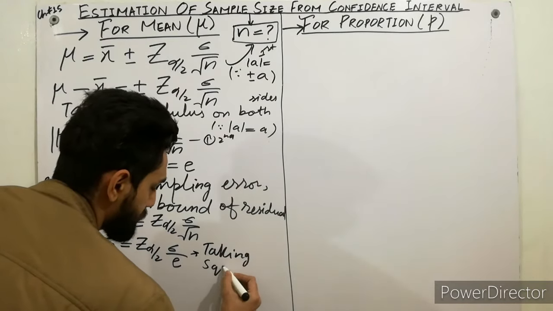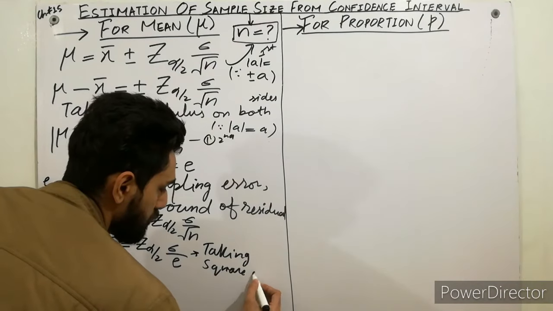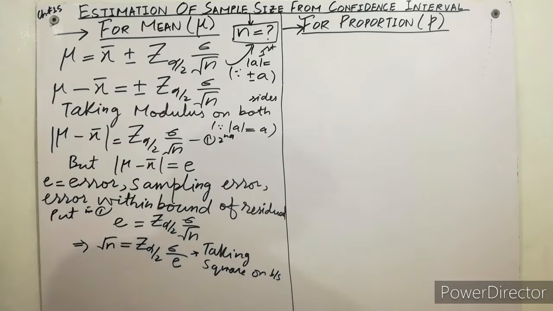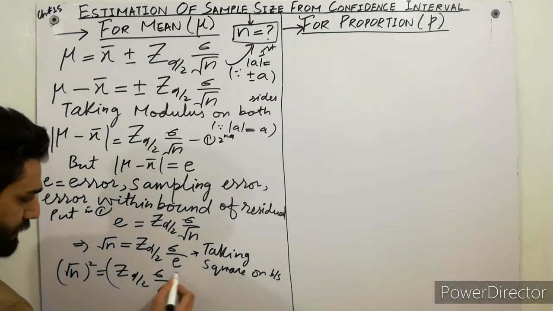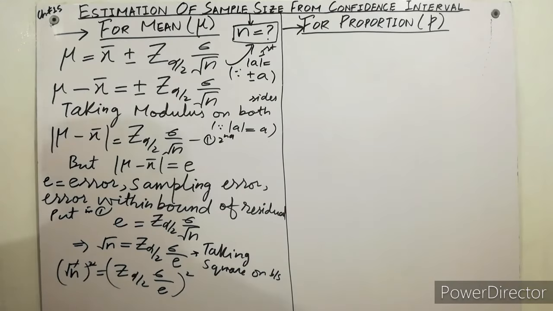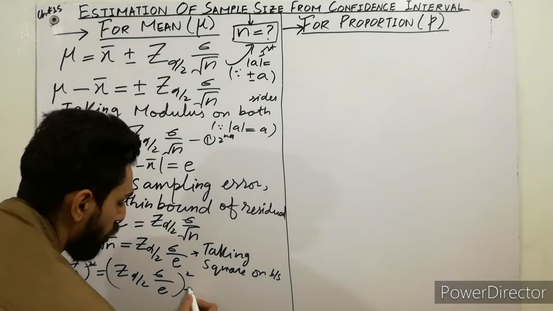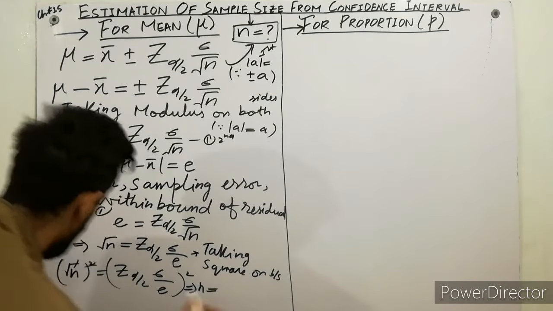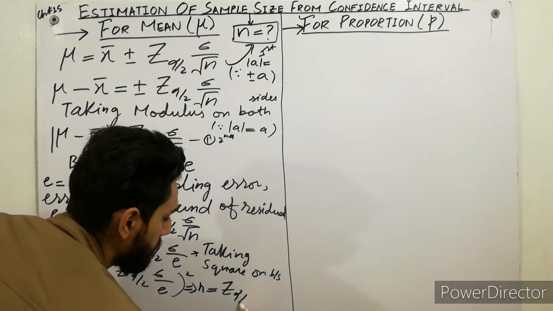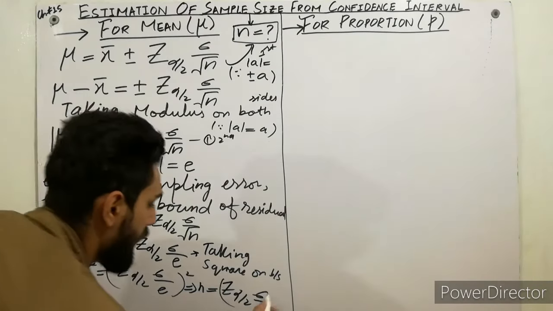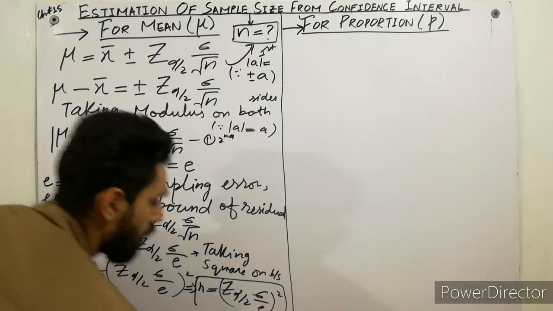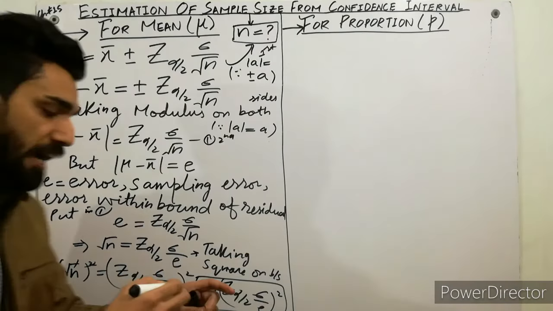Taking square on both sides, we simply take the square of root n and the square of Z alpha by 2 sigma over E, so that we remove the square root of n. So we get the formula n is equal to (Z alpha by 2 sigma over E) whole squared. That is the formula of sample size.